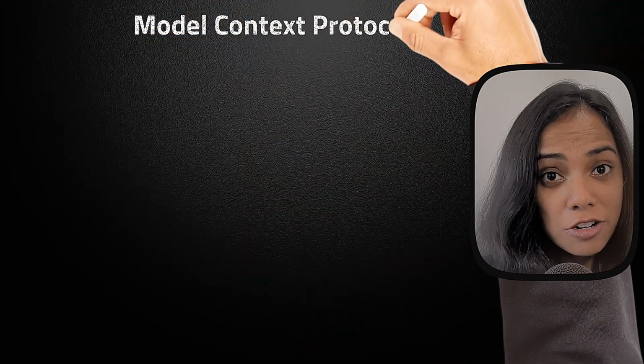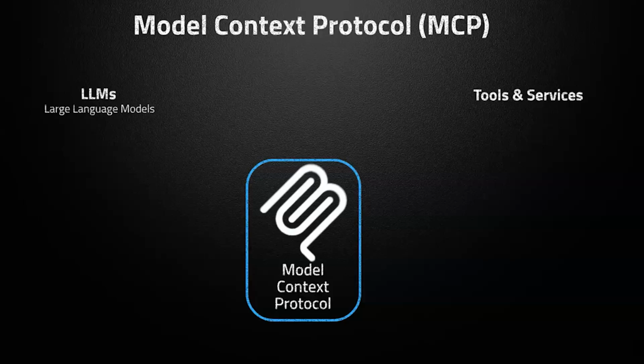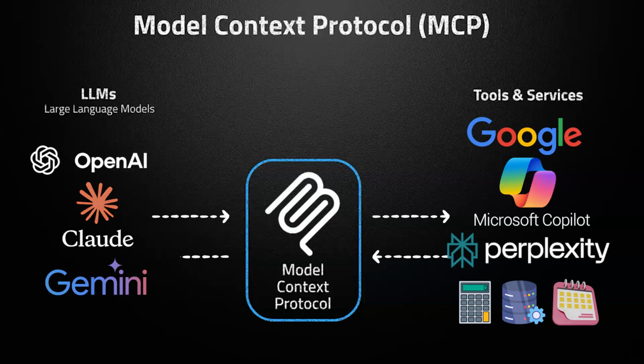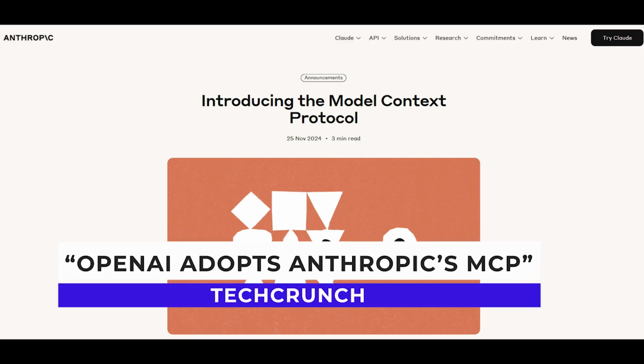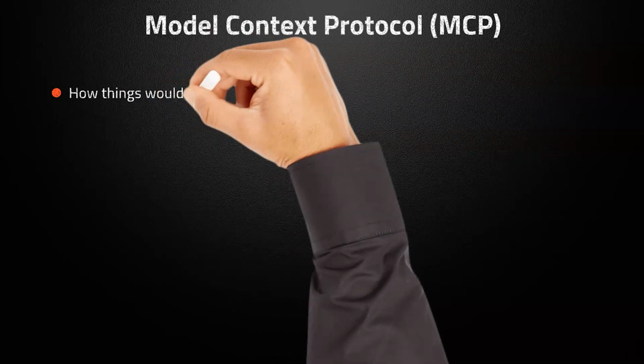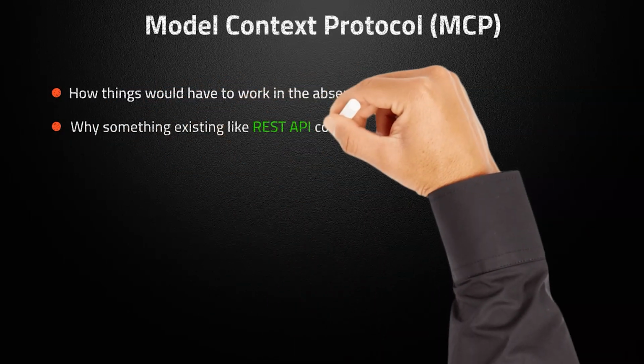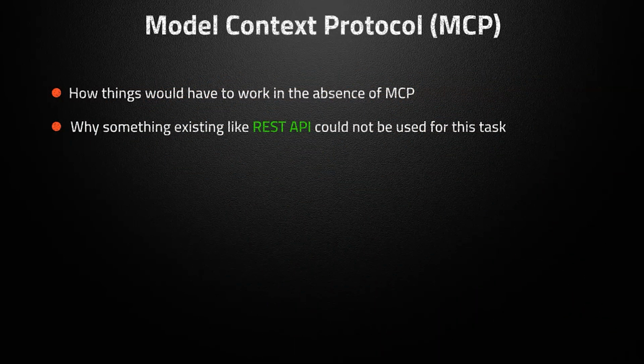MCP, short for Model Context Protocol, is a layer that helps LLMs interact with different tools. Anthropic came up with it, but it was so compelling that others like DeepMind, Microsoft, OpenAI jumped on board within months. In this video, we'll go over how things would have to work in the absence of MCP, why something existing like REST API could not be used for this task, and how MCP works and places that it cracks.